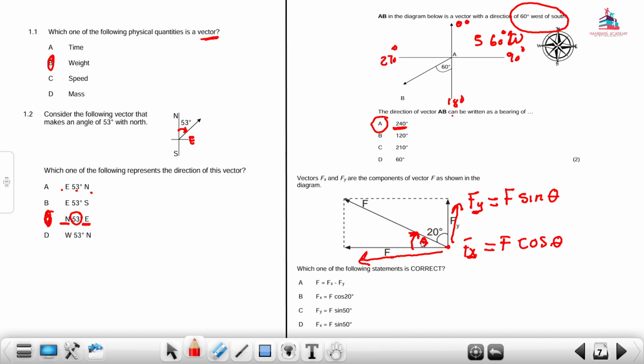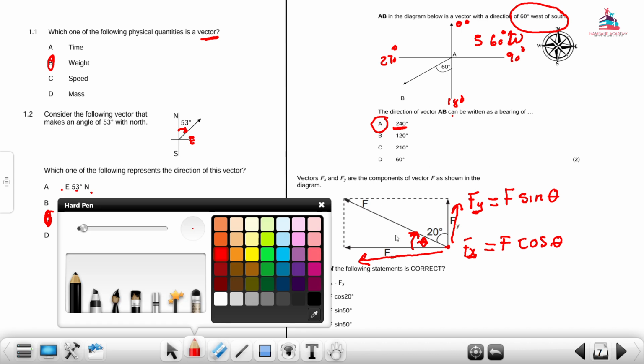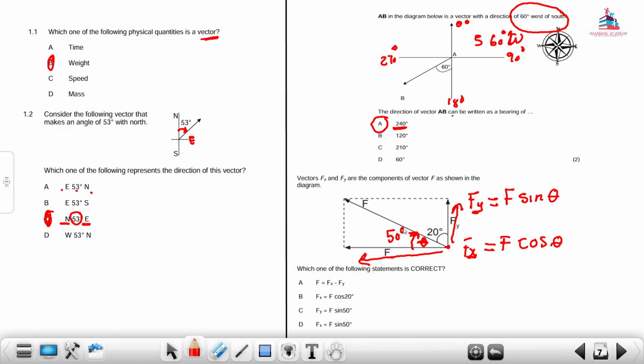So we are looking for this angle. So if this is 20, what is 90 minus 20? It means here it's going to be 70 degrees. Right. Apologies, it can't be 70 degrees if it's not a right angle. So because they are saying it's 50, this angle is 50, not 70. So this will be 50 degrees.